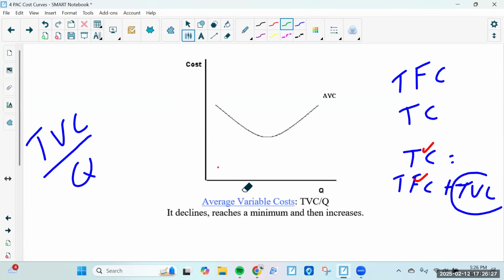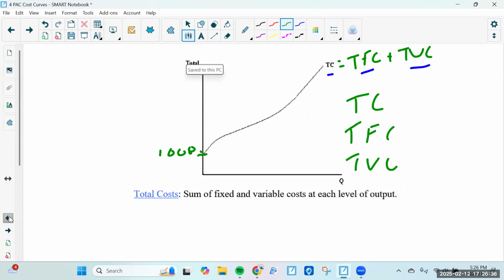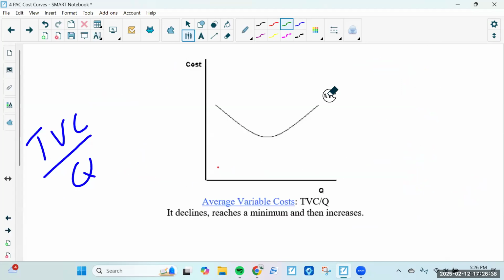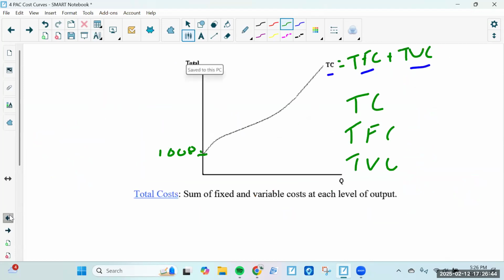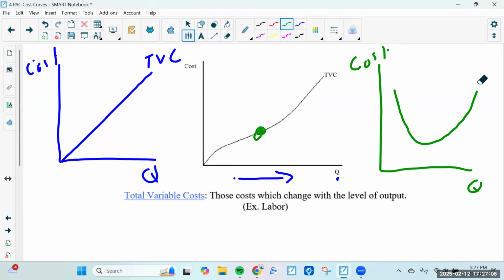It's shaped like this because of the law of diminishing marginal returns. Let me go back to the total variable cost curve, since this is average variable cost. It has this shape here. Remember I told you it goes up rapidly and then starts to level out, but eventually it starts to turn up. When it starts to turn up somewhere right in there, that's when your average variable cost starts to go up like this.